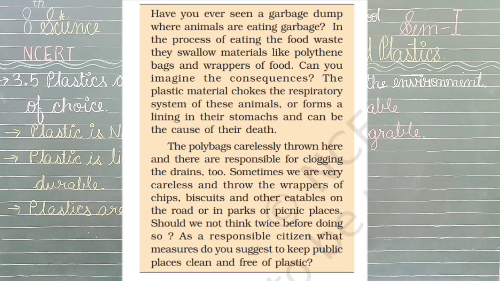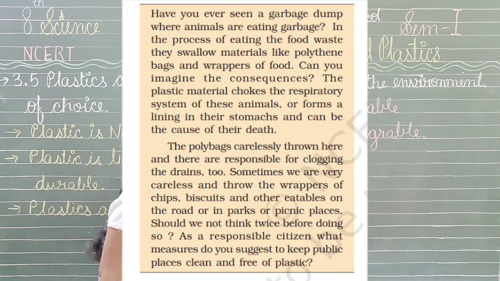So poly bags are carelessly thrown here and there, and it is our responsibility to throw them in the proper way. We should not throw them here and there, as this clogs the drains. We have to carefully maintain cleanliness, especially regarding plastic bags. As responsible citizens, what measures do we suggest to keep public places clean and free of plastics? We should avoid plastics as far as possible, and if we have any, keep it in a bag and not throw it without a garbage bin or dustbin nearby. These are a few of the things we have seen.